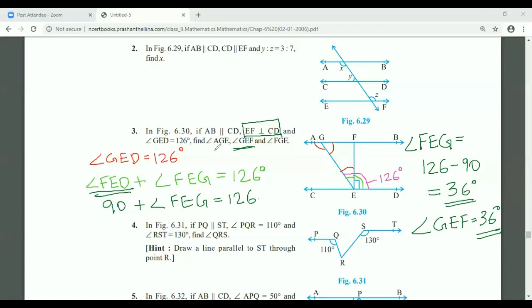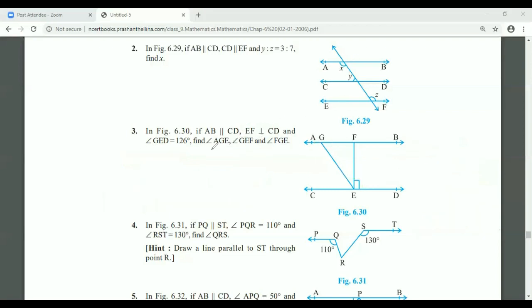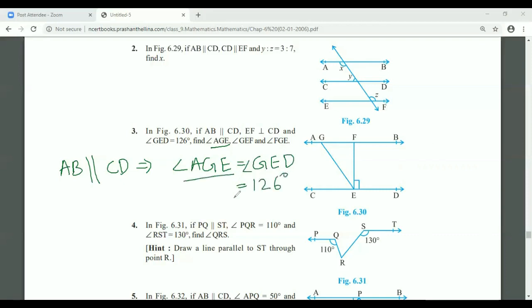Next, we have to find angle AGE. Since the lines AB and CD are parallel, AB is parallel with CD, that is given in the question, we know angle AGE is equal to angle GED, and angle GED is given as 126 degree. So angle AGE also is equal to 126 degree. The reason you can say this is, since these two lines are parallel, alternate interior angles are the same for parallel lines. So since they are alternate interior angles, they have the same measurements.